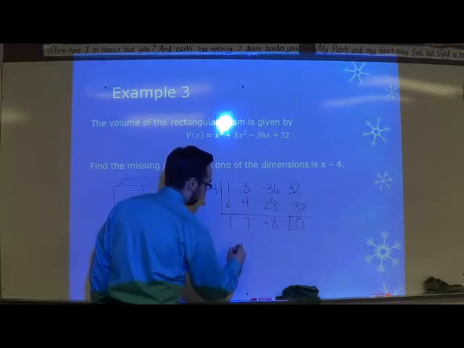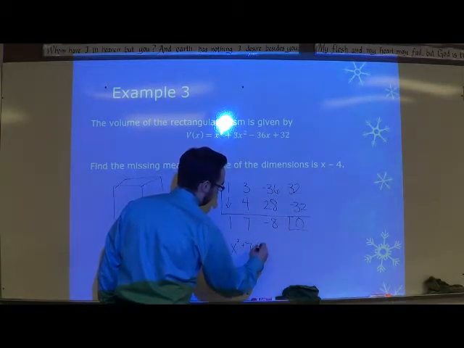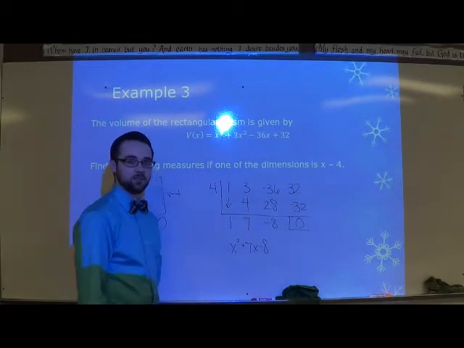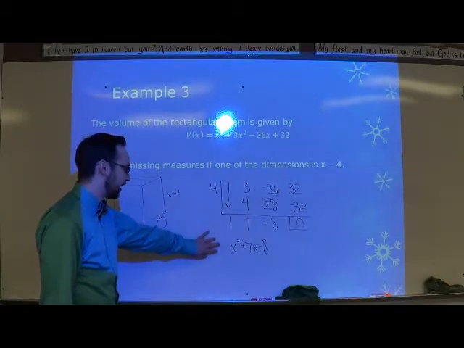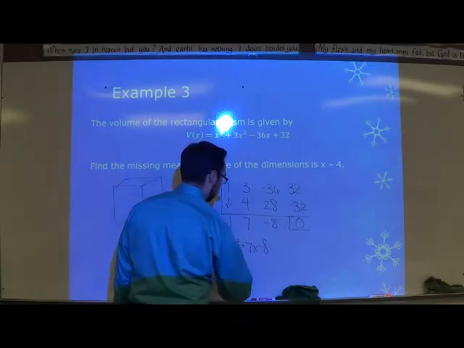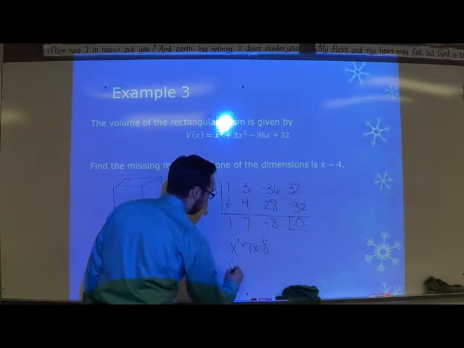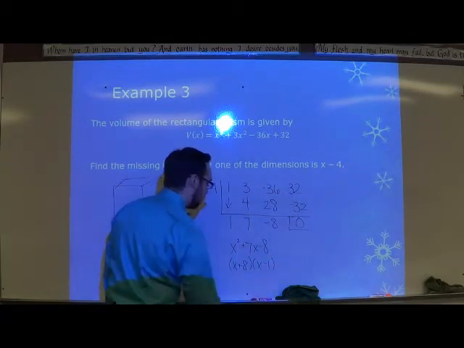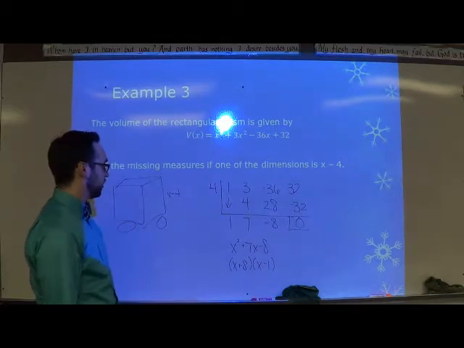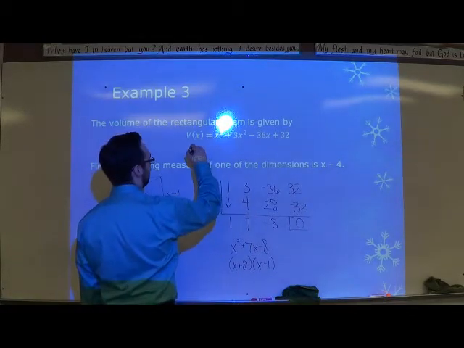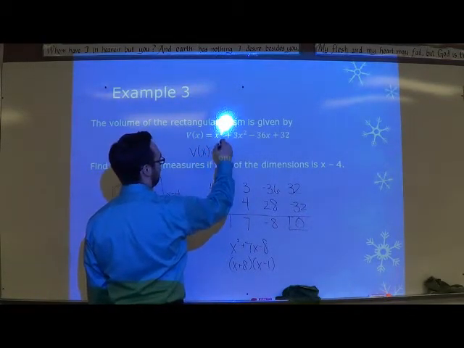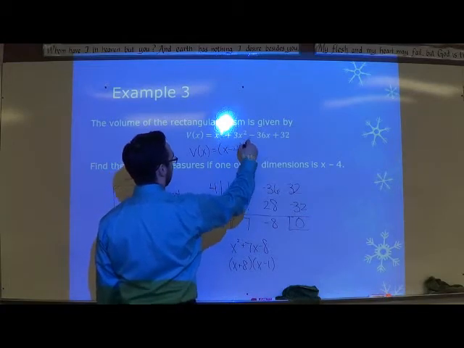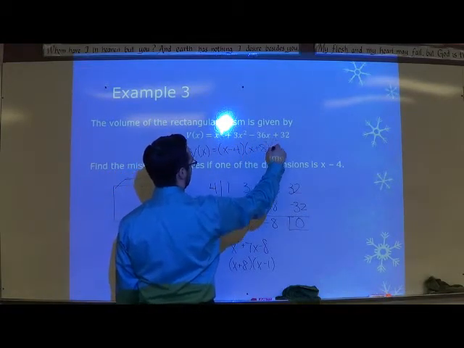So then I end up with x squared plus 7x minus 8. What do I do? I factor that. And I say, okay, these are my remaining dimensions. My remaining dimensions are x plus 8 times x minus 1. So the whole dimensions, the volume, separates out into the one they gave us times the ones we just found.